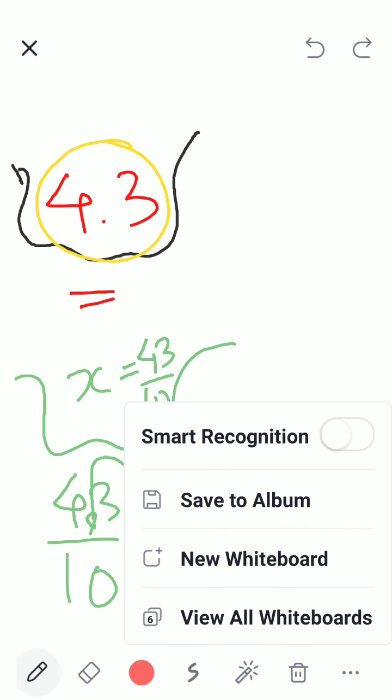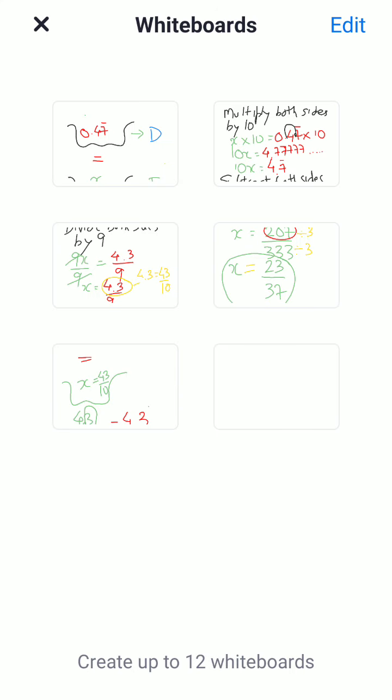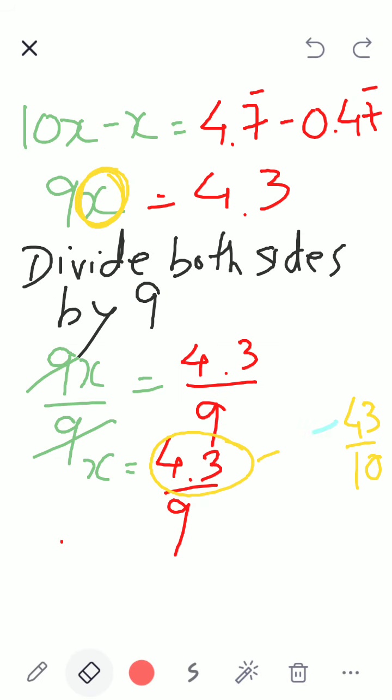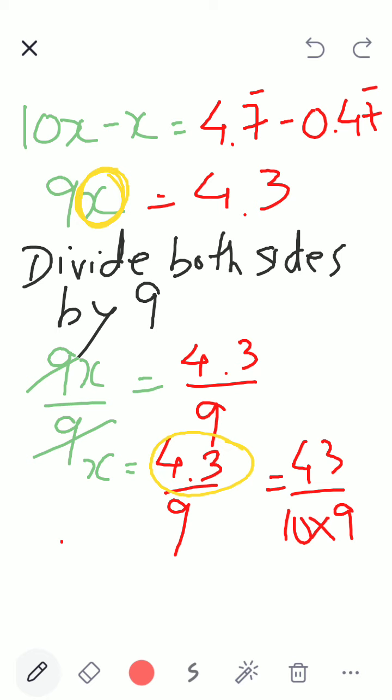Now let's go back to our main problem. Where was the main problem? Here. So 4.3, can I write it as 43 by 10, and 9 is already there? Correct, no, children? Correct. So what is x? The numerator becomes 43. But now this has become fraction form, so I will write in green only: 43 over 10 multiplied by 9.